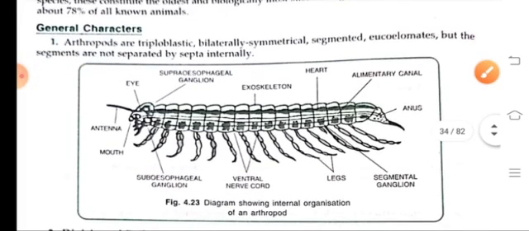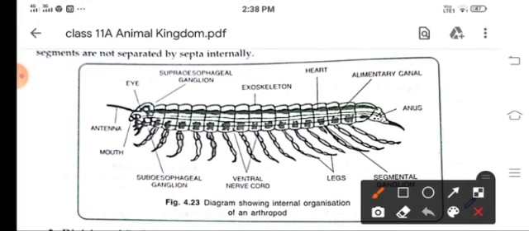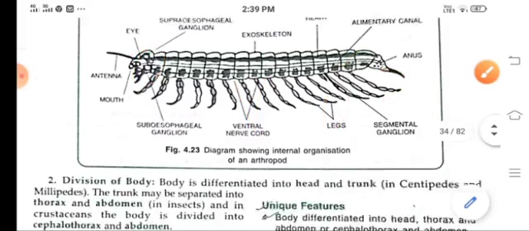Here we see the diagram showing the internal organization of an arthropod. Now here we see the eyes, which are present in the head part. They have the antennae, the mouth, the anus, the alimentary canal, the heart, and the exoskeleton. They have ventral nerve cords and legs for locomotion. Now these legs are also segmented in nature.